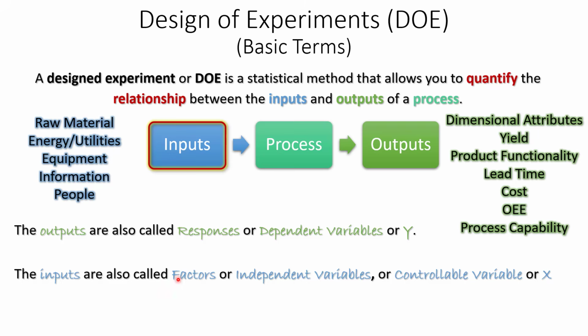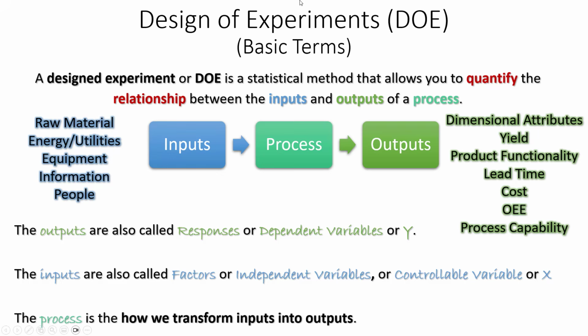Okay. And so again, if you see that term factor, all we mean is an input. It is some sort of independent controllable variable that we're going to change. We're going to vary that parameter and measure the impact that change has on our outputs. Okay, so that's what we mean when we say input variables.